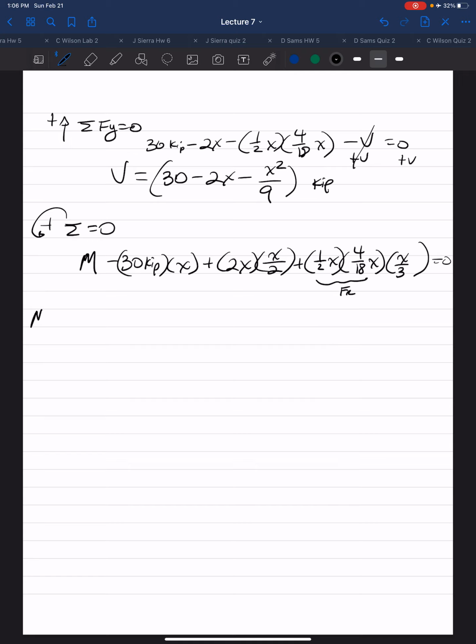So rearranging this equation, this would be 30x minus 2x times x over 2 is x squared, minus x times x times x is an x cubed, 1/2 times 4/18 divided by 3. This is x cubed over 27. And these units are kip feet.